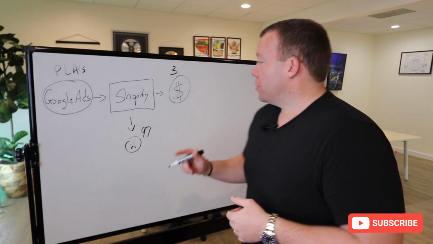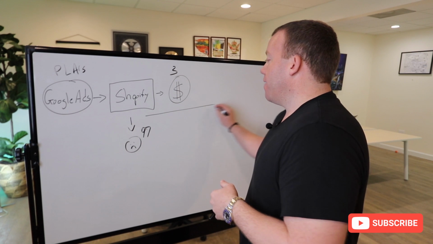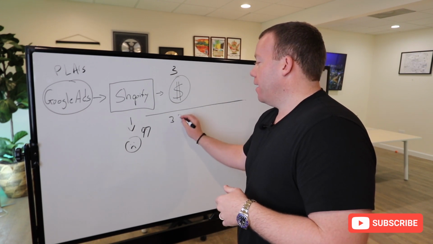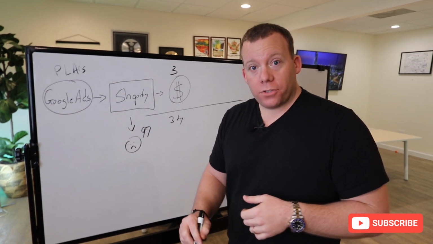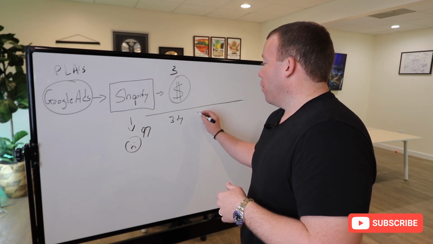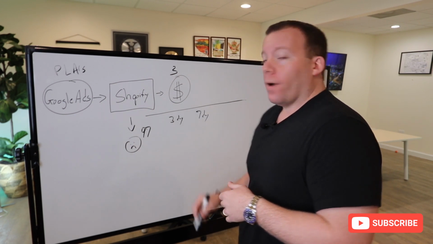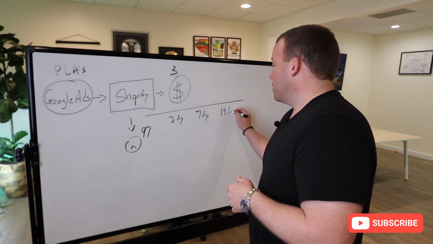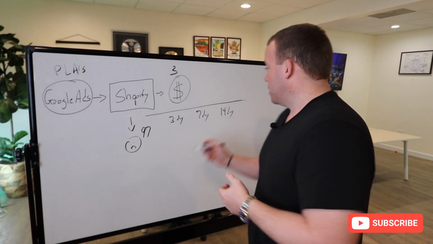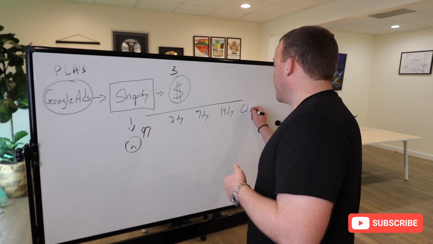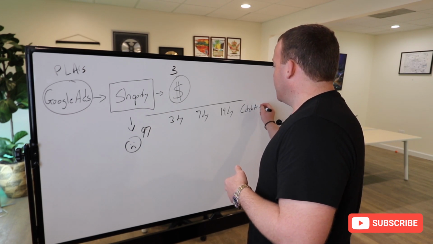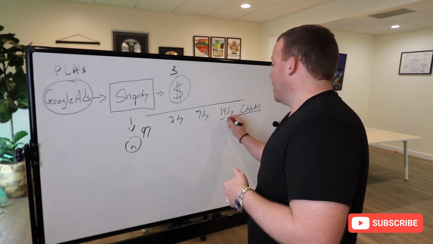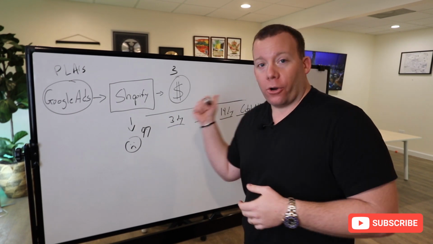So the way that we do this is we break them up by 3-day website visitors that didn't purchase. Then we have an audience of 7-day website visitors that didn't purchase. Then we have a 14-day audience, again, of website visitors that didn't purchase. And then we have what I call our catch-all. And this is the audience that everybody that visits our website that didn't buy goes into.